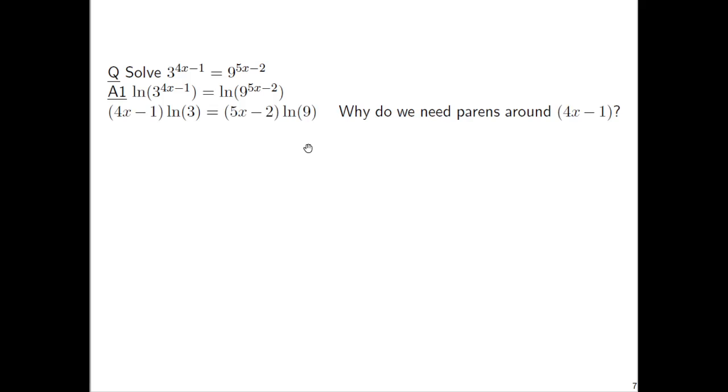Let's look at 3 to the 4x minus 1 equals 9 to the 5x minus 2. Now, we could apply ln to both sides, like this, and then, using the third law of logarithms, bring the 4x minus 1 in front, and the 5x minus 2 in front. Think again about why we need parentheses around the 4x minus 1. It's due to the order of operations. If these parentheses weren't here, the left side would say something totally different.